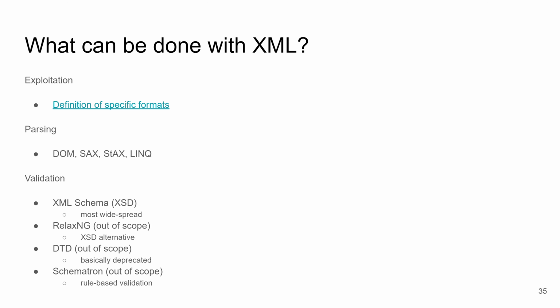And there are multiple XML schema languages. Four of them are well known. We already talked a bit about DTD, which we won't talk about anymore. And we will talk about XML schema in the rest of today's lecture. And there is also RelaxNG and Schematron, which are out of scope of this course, but they are also sometimes used to define XML schemas.